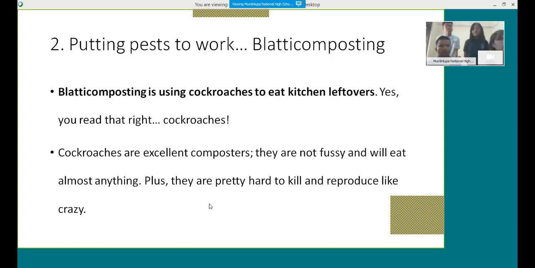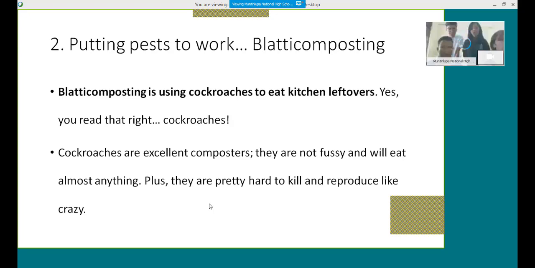Another trivia, the second one, is putting pests to work. Blatty composting. What is blatty composting? Blatty composting is using cockroaches to eat kitchen leftovers. Yes, instead of worms. Cockroaches are excellent composters. They are not fussy and will eat almost anything. Plus, they are easy to keep and reproduce like crazy.